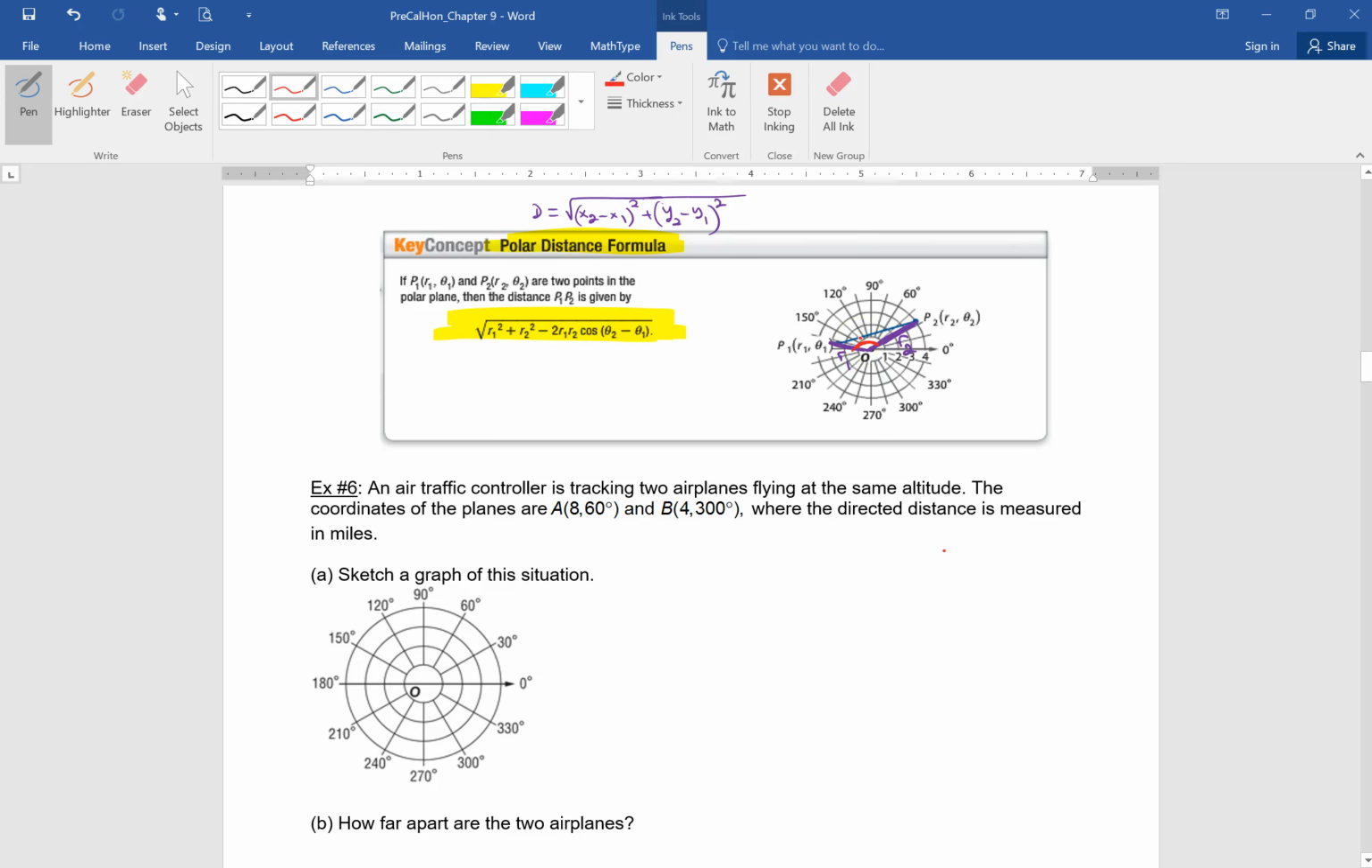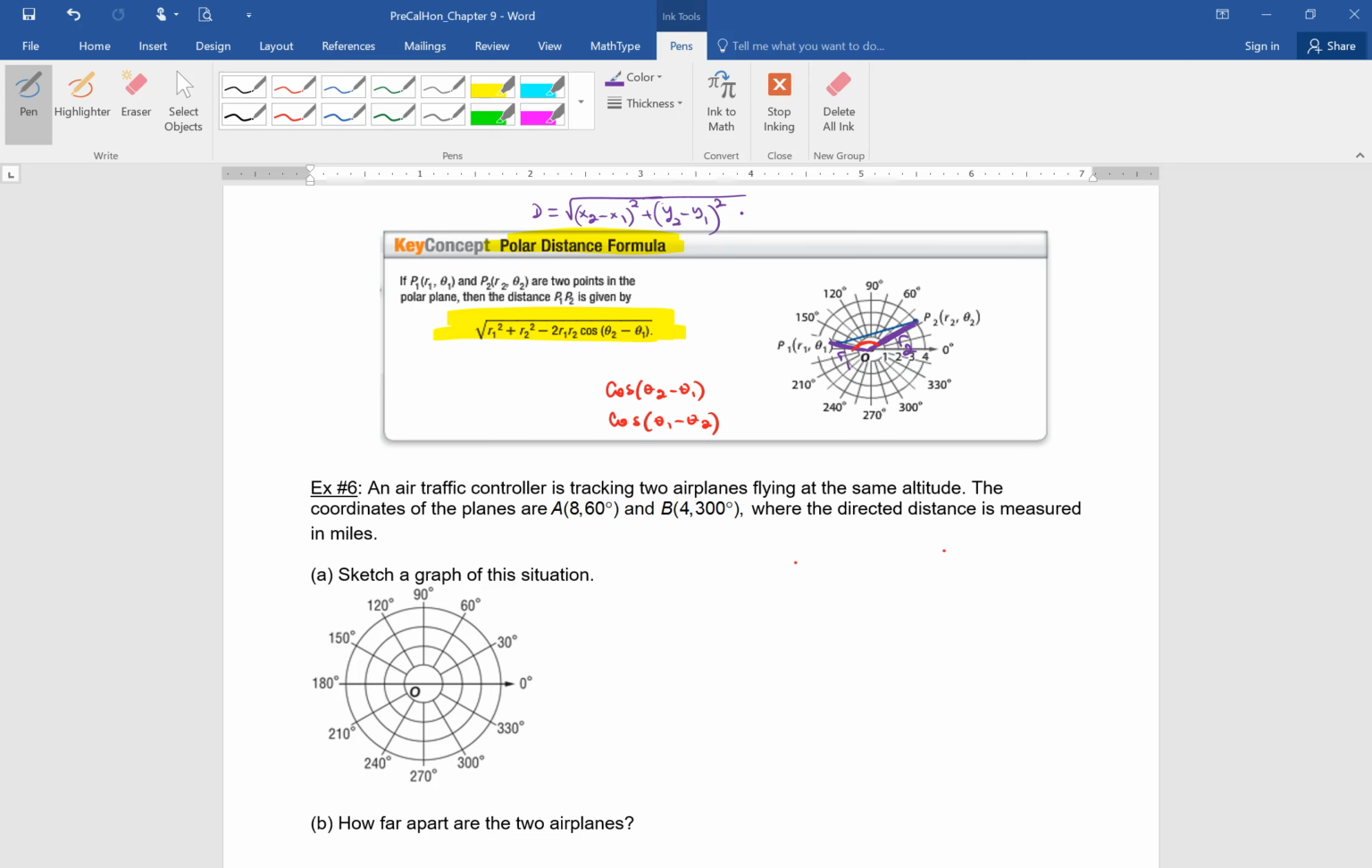Now, does it matter if you do cosine of theta 2 minus theta 1, or cosine of theta 1 minus theta 2? Does it matter? Well, it's either a yes or a no. You can't just say yes or no because you're 50% right. Justify your answers. Don't plug it in the calculator. Justify it mathematically. Come on, Jacob. You can do this.